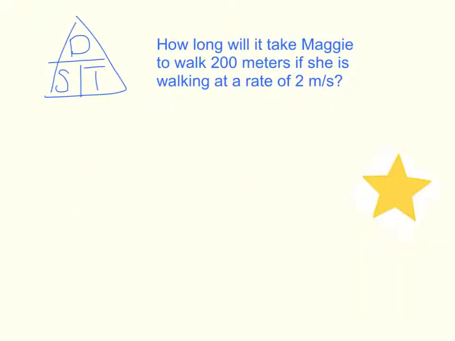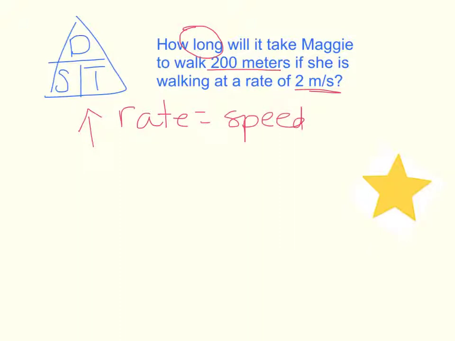So I'm going to use this speed formula again, the one that distance is equal to speed times time that I've got in this triangle right here. And I'm going to show you a little bit different way of how it looks. So here's the second one. It says, how long will it take Maggie to walk 200 meters if she is walking at a rate of 2 meters per second. Now I also should tell you that rate is another word for speed. So sometimes you'll see rate and speed for the same thing.